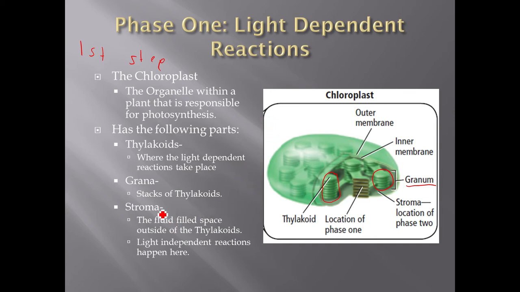Now finally, there is the stroma. The stroma is basically located in between. You see how there's lots of open space here, guys, inside of the chloroplast where there's no thylakoids at all? That stuff right here is the stroma. This is just the fluid-filled space outside of the thylakoids. This is where the light-independent reactions take place. So, phase 1, the light-dependent reactions, takes place inside of the thylakoids, and a collection of thylakoids is called a granum.